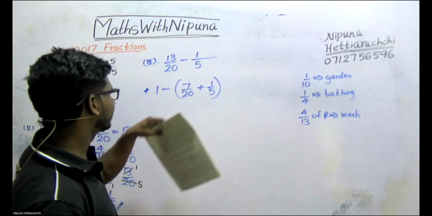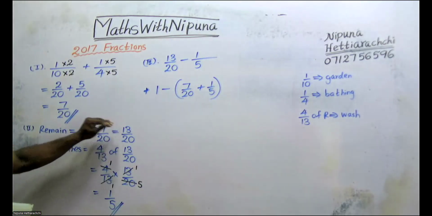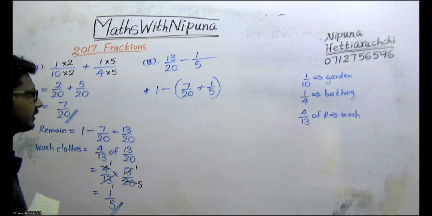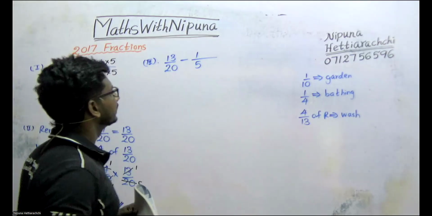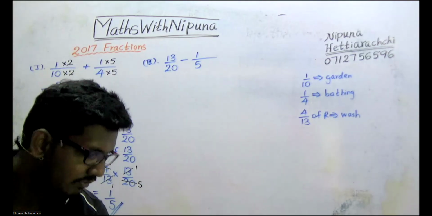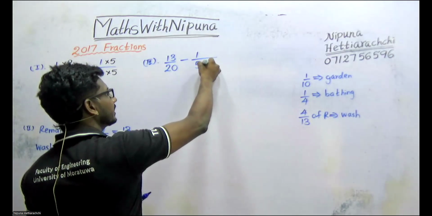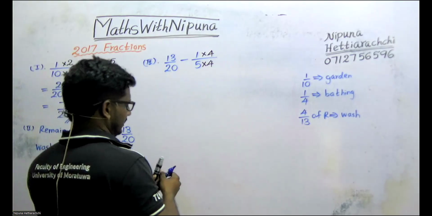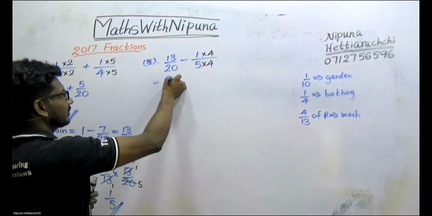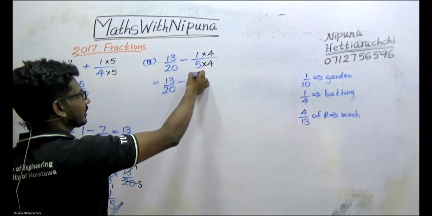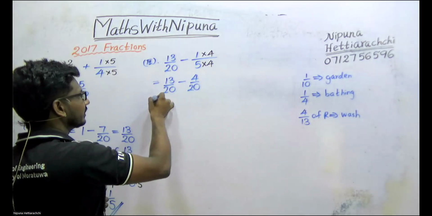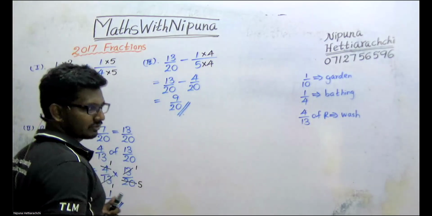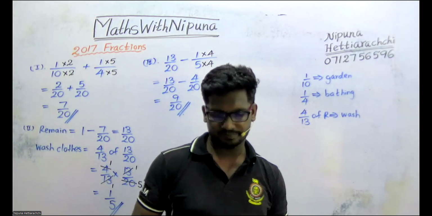But I will use this method. From the remaining, before washing clothes, I will subtract the fraction used for washing clothes. Then 13 out of 20 subtract 1/5. By making equal denominators, it becomes 20. Here also multiplied by 4. Then what is the remaining fraction? 13 over 20 subtract 4 upon 20. 13 subtract 4 becomes 9, no? The answer is 9 out of 20.